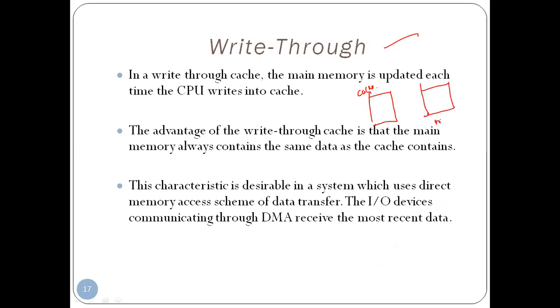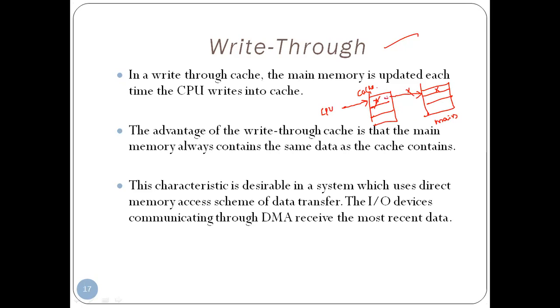So this is the main memory, and this is the cache memory. Write through means the main memory is updated each time the CPU writes in the cache. Suppose the CPU has written something, say X, on the cache. This data is updated every time in the main memory also.